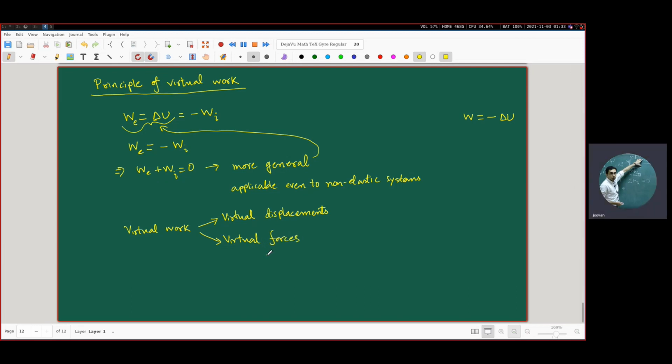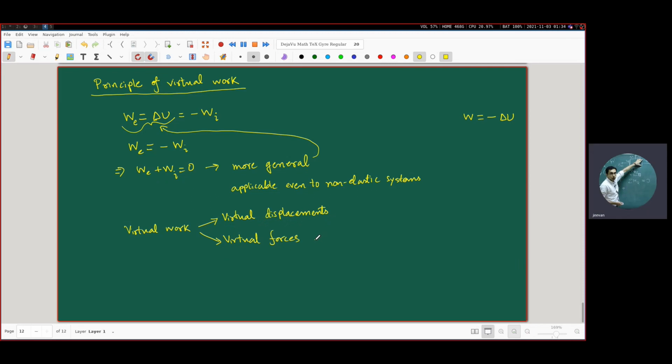When we say like this, what we basically mean is that work is force times displacement. When we are considering virtual work, you either make it virtual displacement times real force, or the other option is that you consider virtual forces multiplied by real displacements. I repeat, virtual work can be realized in two ways. One is virtual displacements multiplied with real forces. The second option is that you take virtual forces multiplied with real displacements.